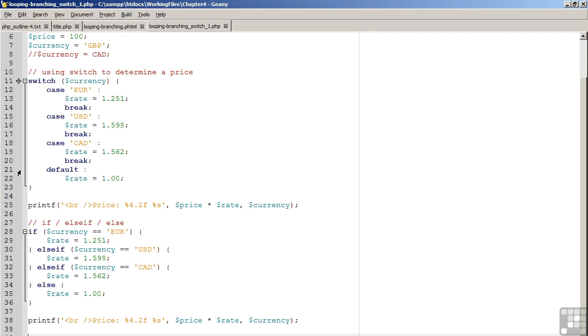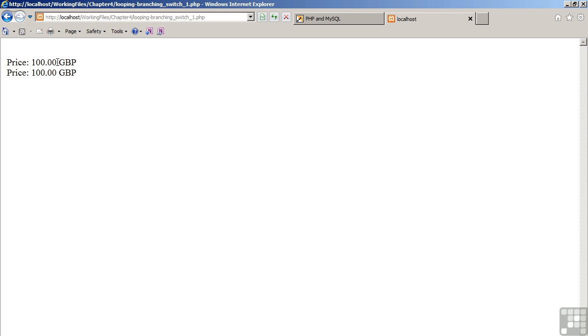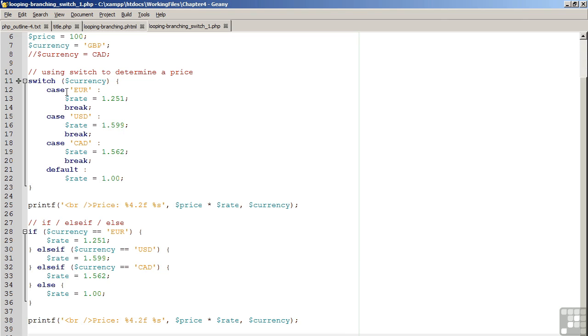Let's now move over to the browser and have a look at the result. You can see that the result of the two blocks of code is identical. The question then arises, why would you want to use the switch statement as compared to if and else if?